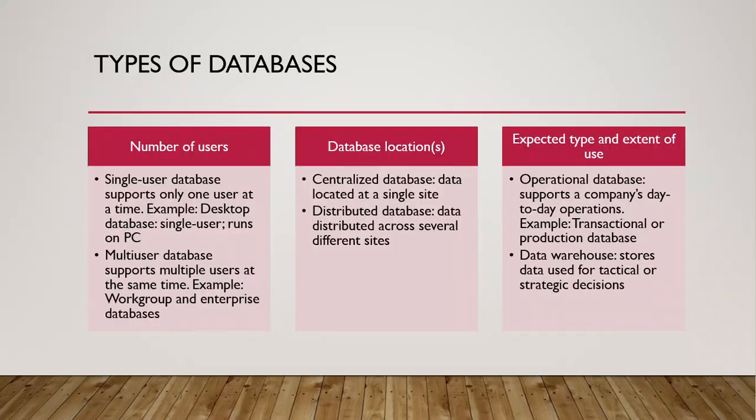This one can be categorized as multi-user database because the database can be used by different users. Okay, the next type of database we can classify based on the locations. So either centralized or distributed. Centralized if the data is located at a single site, distributed if the data is distributed across several different sites. Kalau database tu hanya disimpan dalam satu storage sahaja, it is known as centralized. So kalau dia diletakkan di beberapa tempat, it is distributed database.